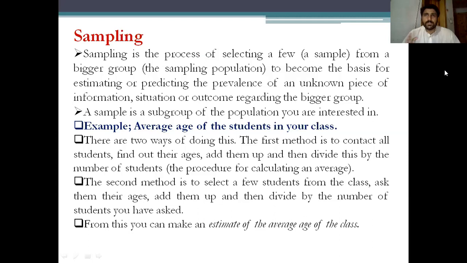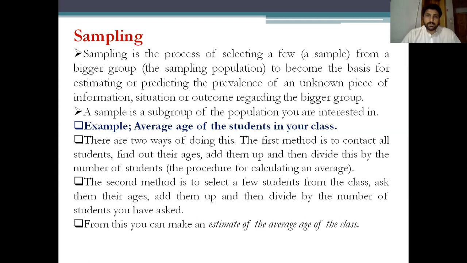So a representative of the study population is taken in order to gain information, to predict or provide an estimate about the whole population or the bigger group. A sample is a subgroup of the population you are interested in. It is a part of the group. For example, you would like to check the average age of students in your class.